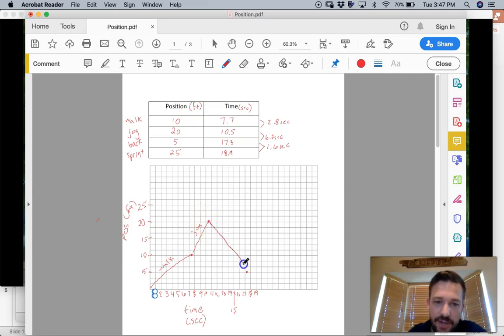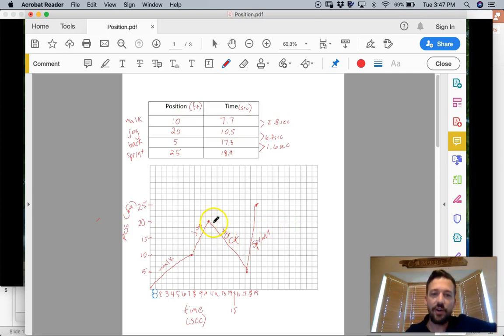Okay, and I'm trying to connect these as straight as I can. So that's the backwards jog, and then I sprinted forward, and that took me to 19 seconds pretty much, and that's to 25 feet, and look at that. Now remember, my sprint would have been my fastest thing, so that would have the steepest slope, right?